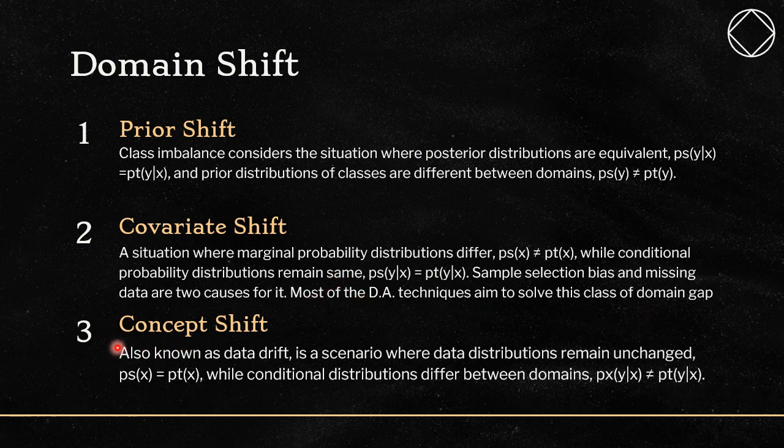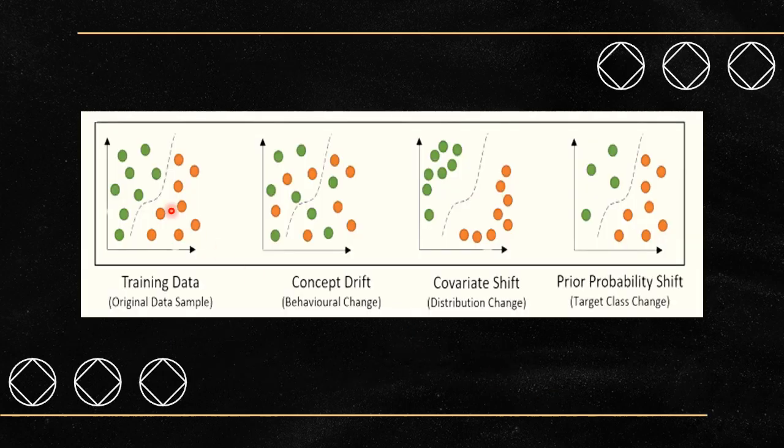And what is the concept shift? Concept shift is when the prior information or the marginal distributions are the same, but the conditional probabilities are different. So when the conditional distributions are different, we can use the term concept shift. Here, suppose this is the source data, and first we look at concept shift. The conditional distribution should be different. So here you can see all the green are here and the red ones are here. So the conditional distributions are different, so it is called the behavioral change or the concept shift.